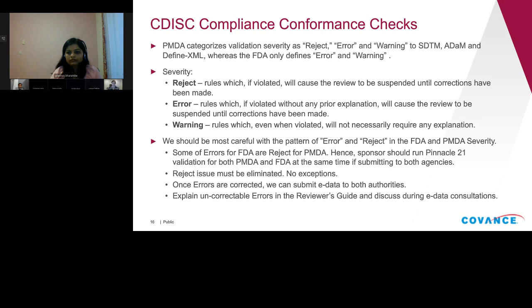Reject criteria must be eliminated. There are no exceptions. For errors, if there are any uncorrectable errors, then that explanation needs to be added in the reviewer's guide. For warnings, for PMDA, even if the rule is violated, explanation is not needed. But for FDA submission, we need to include the explanation for warnings as well in the reviewer's guide. So once all errors are corrected, we can submit the same data to both agencies. For the next slide, I'm passing it to Jennifer.